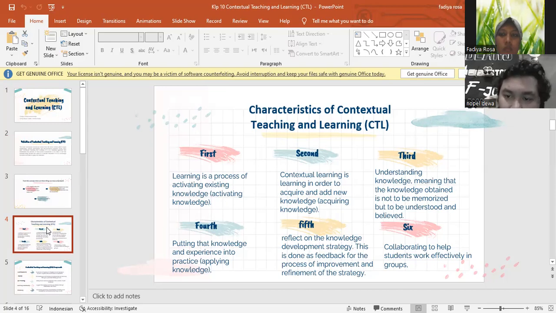The fourth, understanding knowledge, completing temporary concept or hypothesis, sharing with others in order to get feedback or validation, and on the basis of this, the concept is revised and developed, and put into practice, applying knowledge. The fifth is reflecting on the knowledge development strategy. This is done as feedback for the process of improvement and refinement of the strategy. The sixth, collaborating, to help students work effectively in groups.